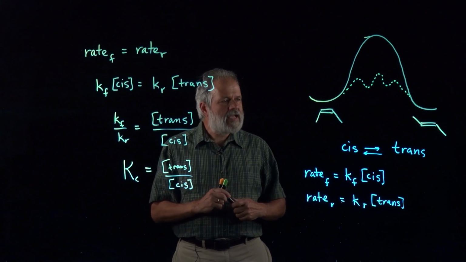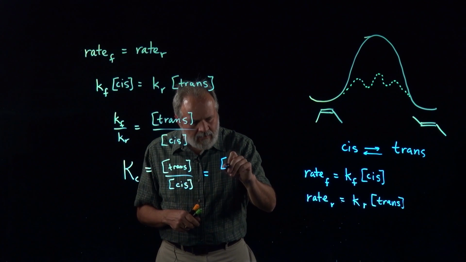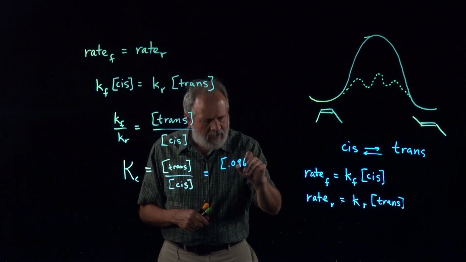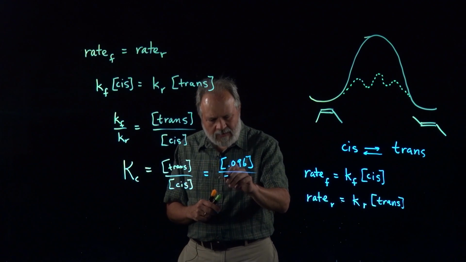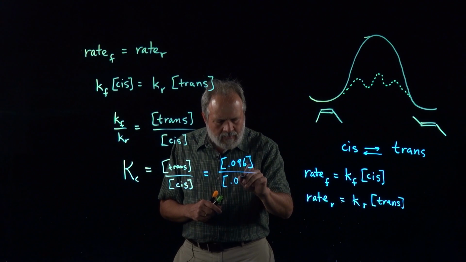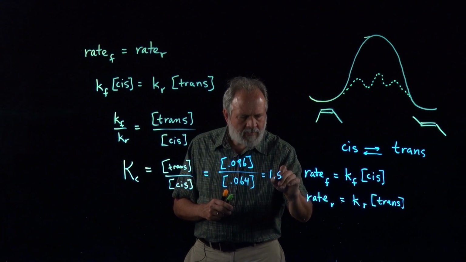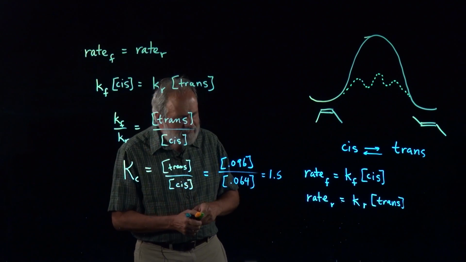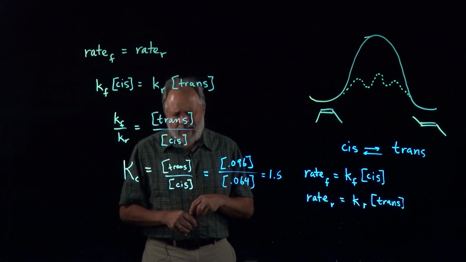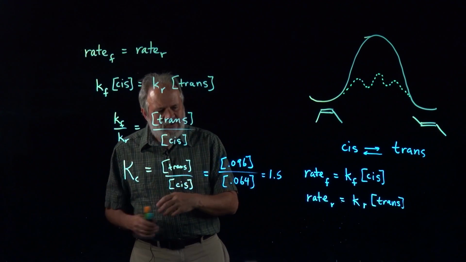So just as an example, let's say we do an experiment and we find out that the amount of trans is 0.096 molar, and this is 0.064 molar. The equilibrium constant is 1.5. Now this is actually a very unusual equilibrium constant. Most of the equilibrium constants are very, very large numbers or very, very small numbers.